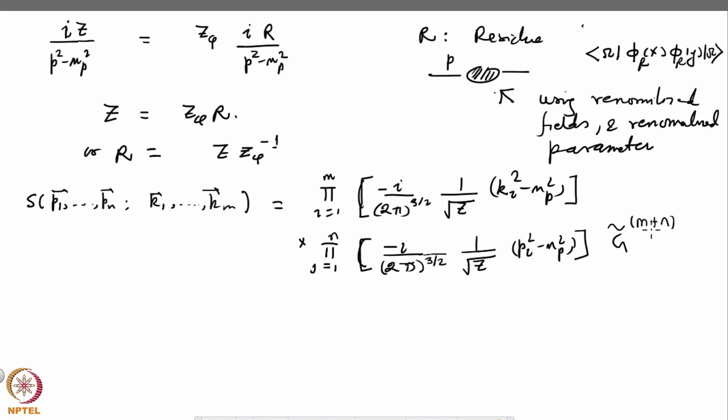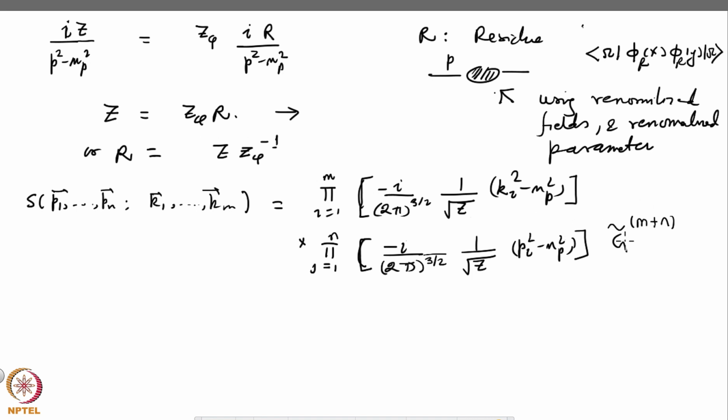Now what I'll do is I'll put this result that Z is Z_phi times R. So here I'll put Z_phi times R. You'll get a root R here, 1 over root R here, and a 1 over root Z_phi. And remember, I'm still writing the same S matrix element. This is still in the bare theory. I'm just replacing this.